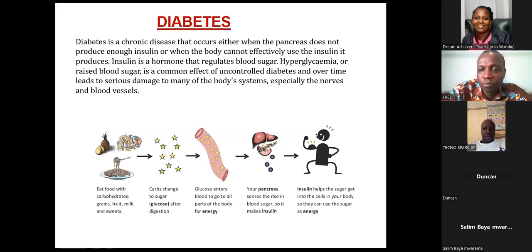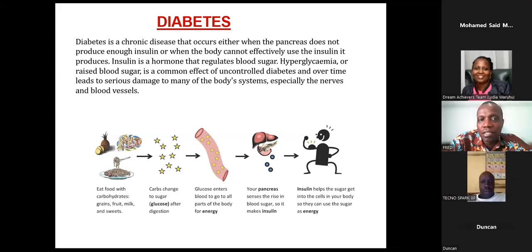And first off, let's look at what diabetes is. Now, diabetes is a chronic disease that occurs either when the pancreas does not produce enough insulin or when the body cannot effectively use the insulin that it produces. Now, insulin is a hormone that regulates blood sugar. Hyperglycemia or raised blood sugar is a common effect of uncontrolled diabetes, and over time leads to serious damage to many parts of the body and body systems, especially the nerves and the blood vessels.